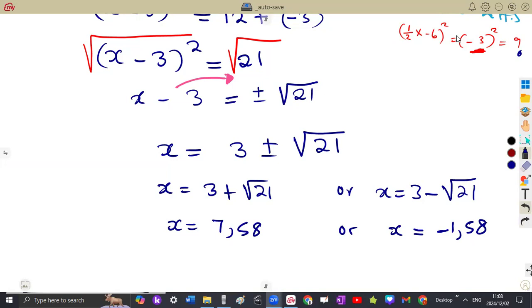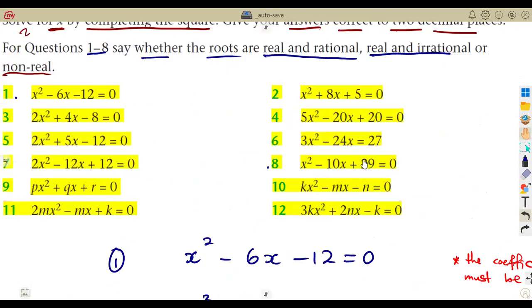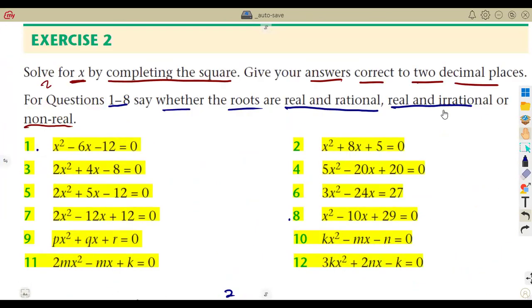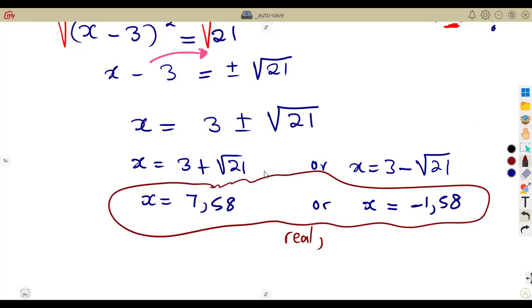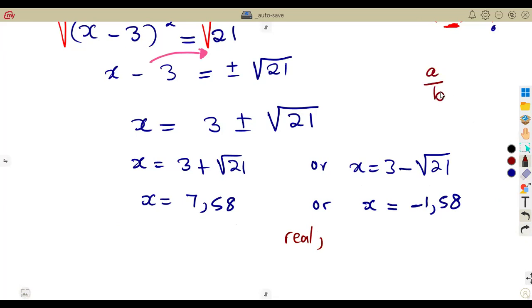And we are being asked to tell the final answer about the roots. Are they real? Are they real and rational? Just obtaining the square root of a certain number means you are having a real solution. The second question is, can we write our answers in the form of A over B, where A and B are whole numbers? This is impossible, since our answers remain like this. We cannot simplify that.